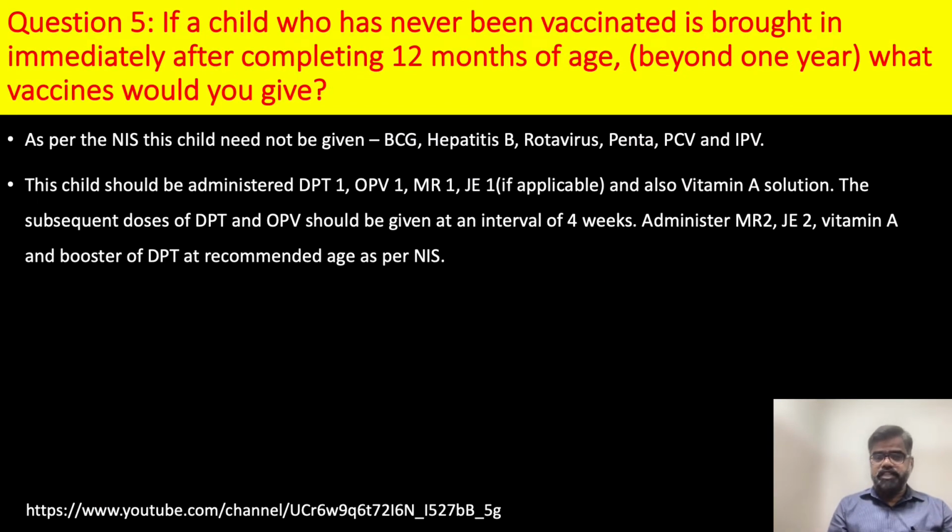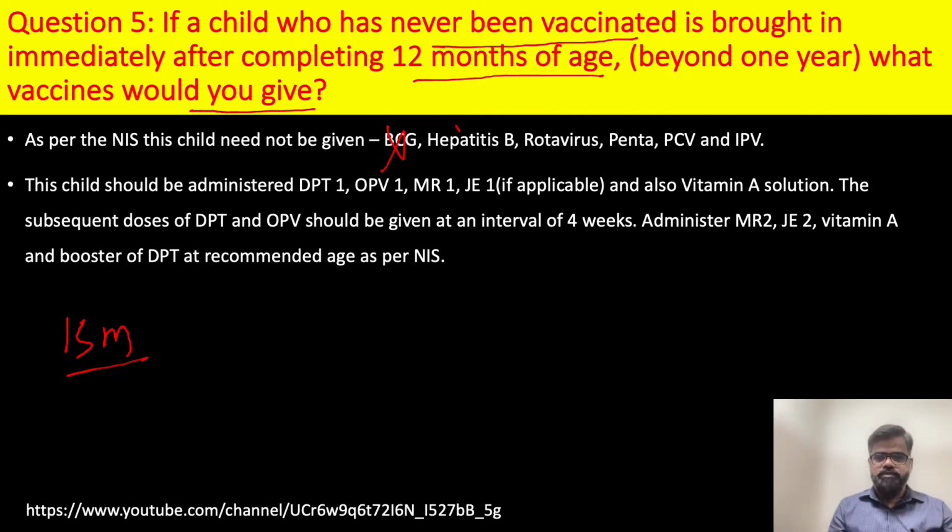Now, if a child has never been vaccinated, again the child is not vaccinated, brought after completing 12 months. So he has completed 1 year. Now, for example, he is a 13-month-old child. So what vaccine would you give? Again, the process is the same. Start with BCG. Can you give BCG? I will say no, because BCG is given till 1 year.